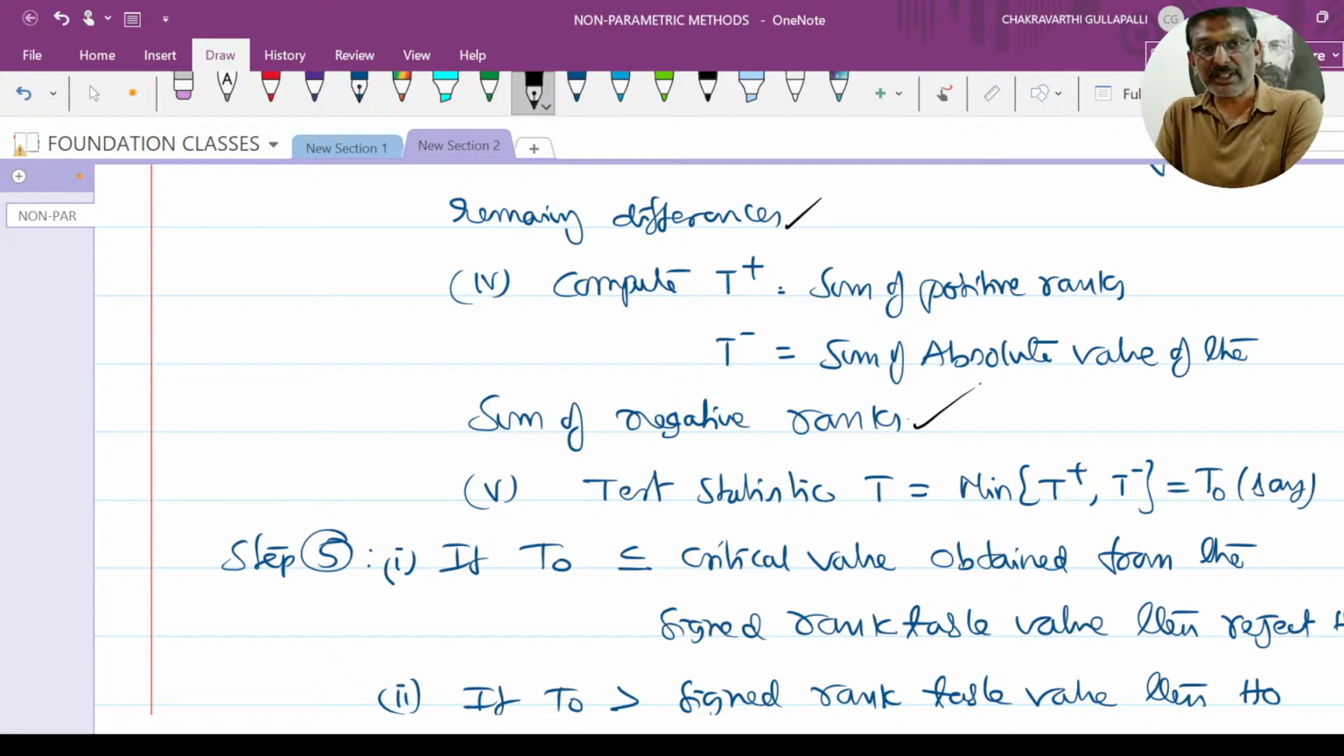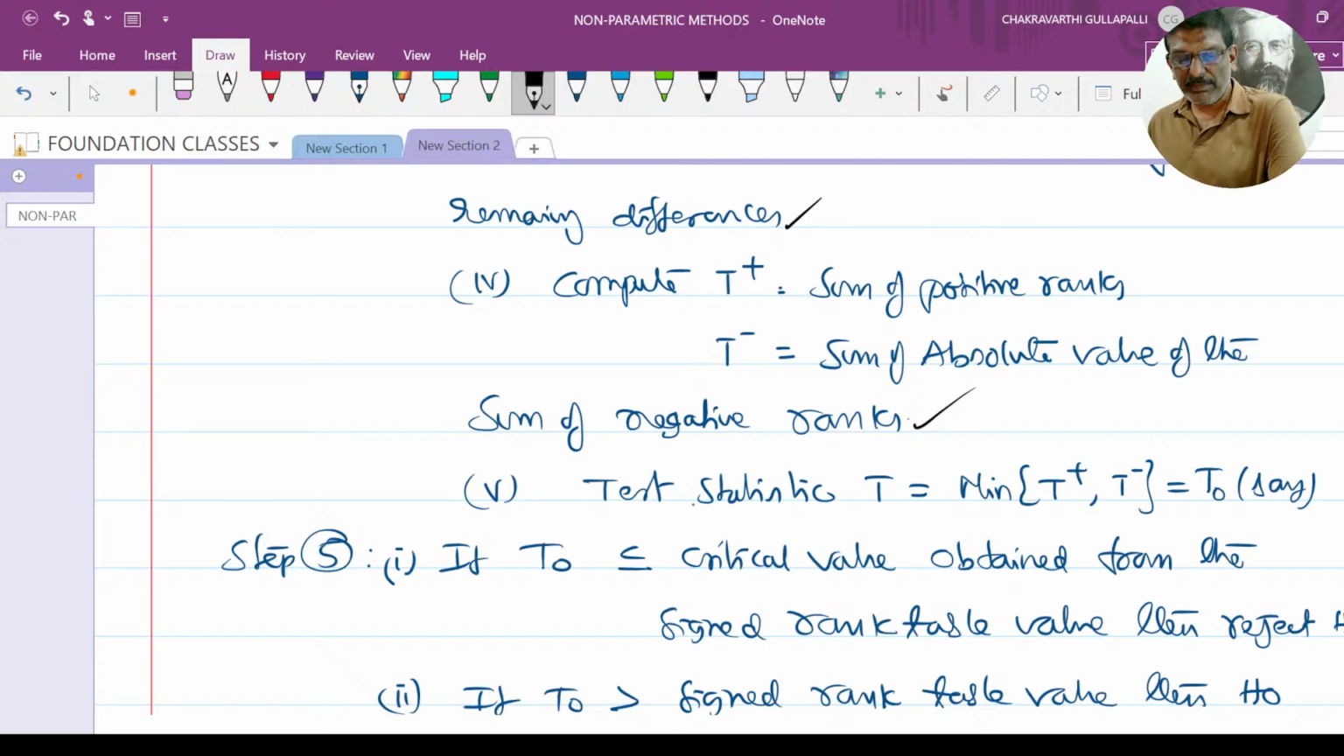Next, the fifth step is the test statistic. You have to calculate the test statistic. That is a simple mathematical technique: the minimum of T plus and T minus. So this value is equal to T naught. You remember that point here. The minimum of these two is T naught.